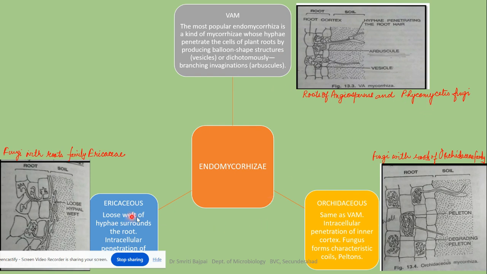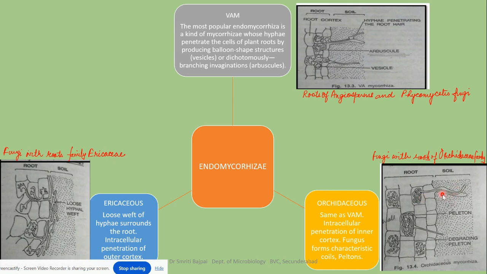Second is the ericaceous mycorrhiza. In this type of mycorrhiza, a loose weft of hyphae is present. So loosely arranged hyphae are present here, and they also penetrate the outer cortex. These are present in the Ericaceae family. Coming to the next, the orchidaceous mycorrhiza.